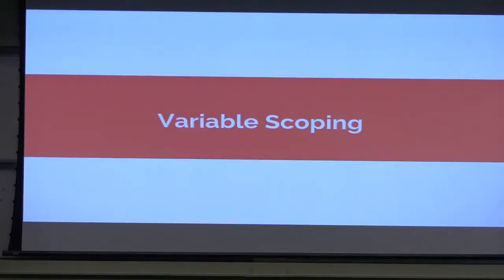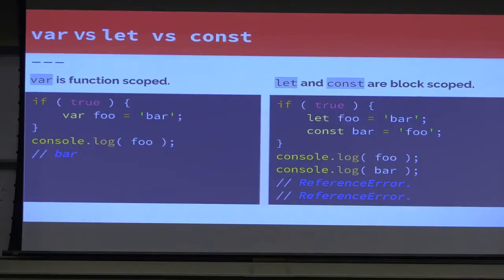Next, we're going to jump into variable scoping. Everyone's probably familiar with var. You would initialize a variable here, set it equal to var, and console log it, and you get it. Now, var is function scoped. What that means is that if I have a function, it's not going to leak out of that function, but if I have a block, it can leak out of the block.